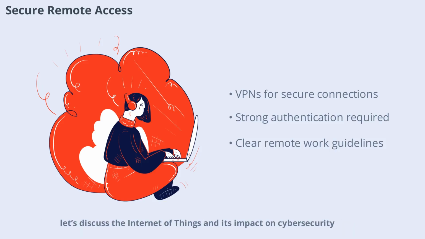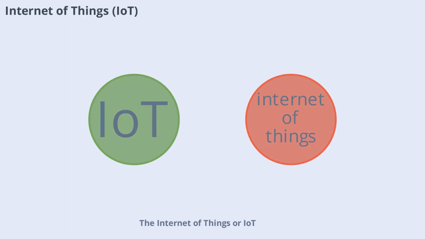Next, let's discuss the Internet of Things and its impact on cybersecurity. Internet of Things, or IoT, refers to the growing number of devices connected to the internet, like smart thermostats, cameras, and appliances. While IoT devices offer convenience, they can also introduce new security risks if not properly protected. Keeping IoT devices updated and using strong passwords helps reduce vulnerabilities.